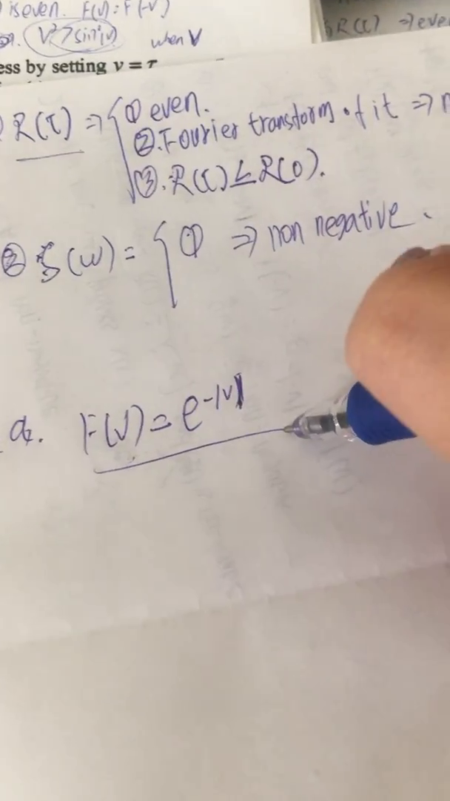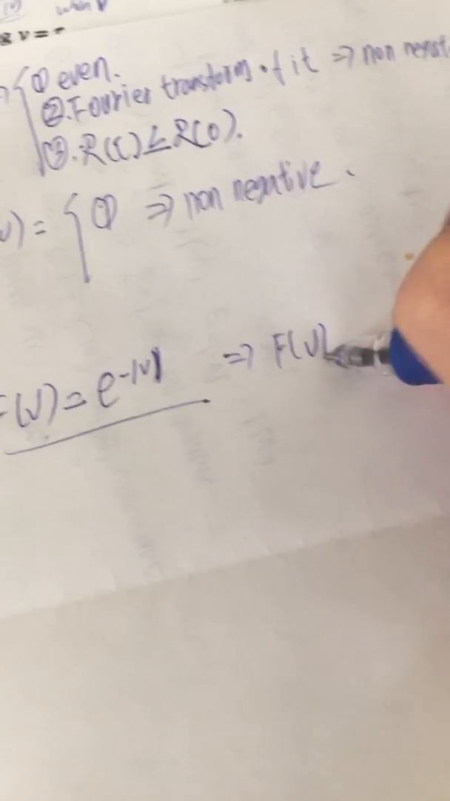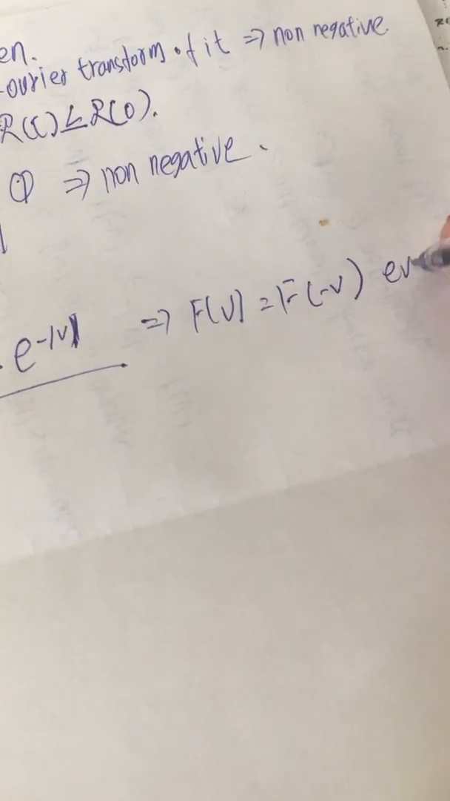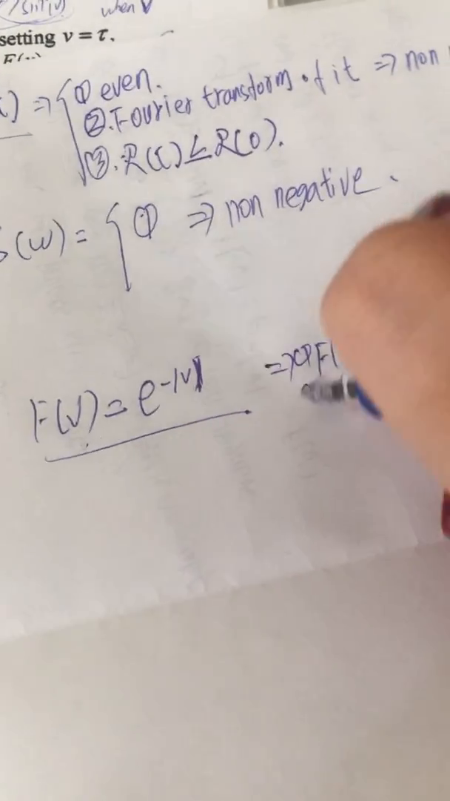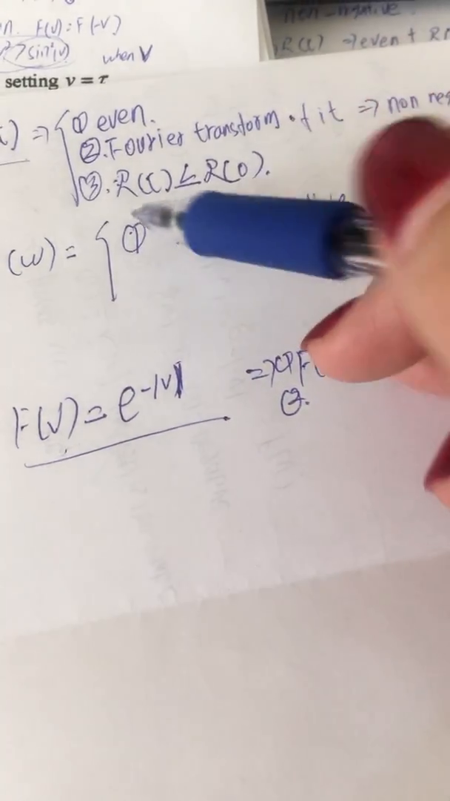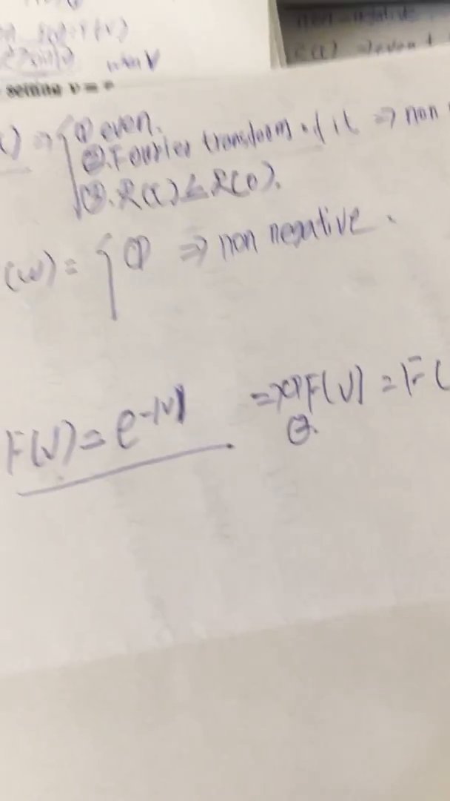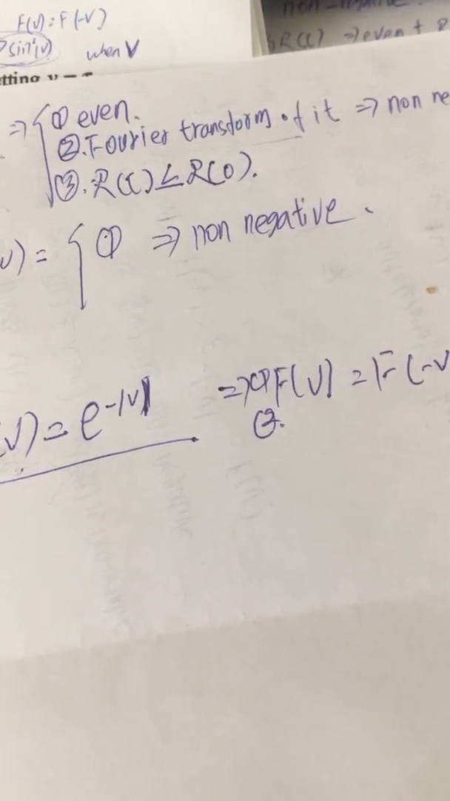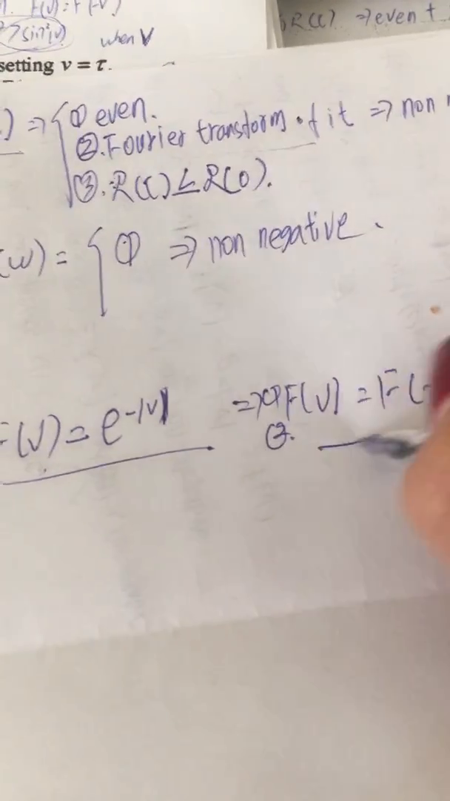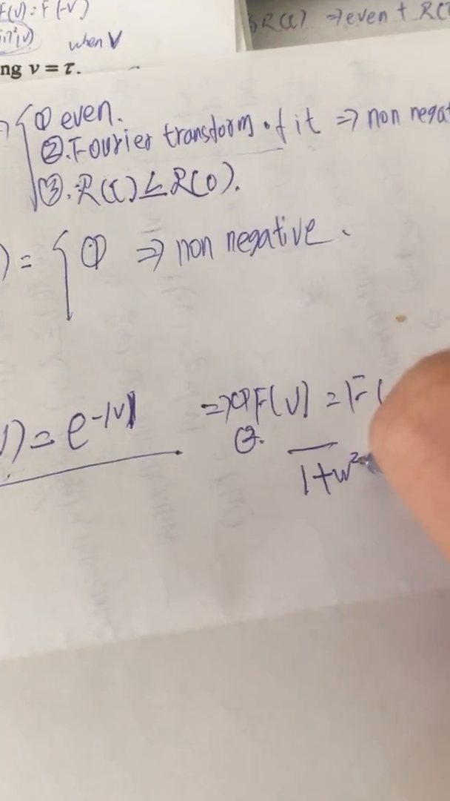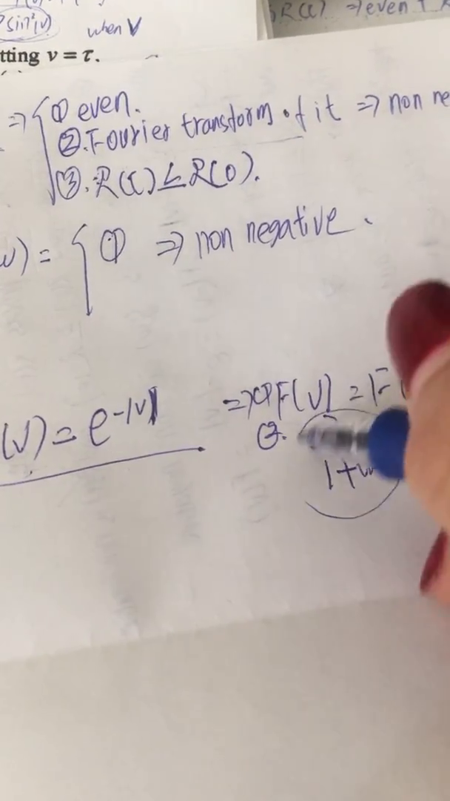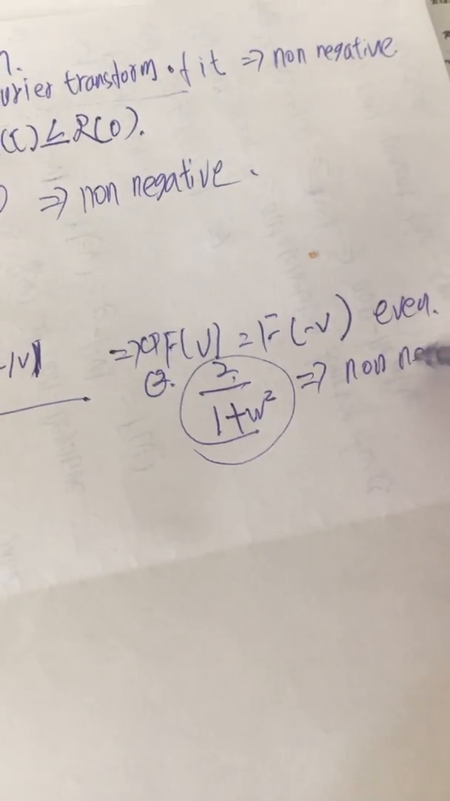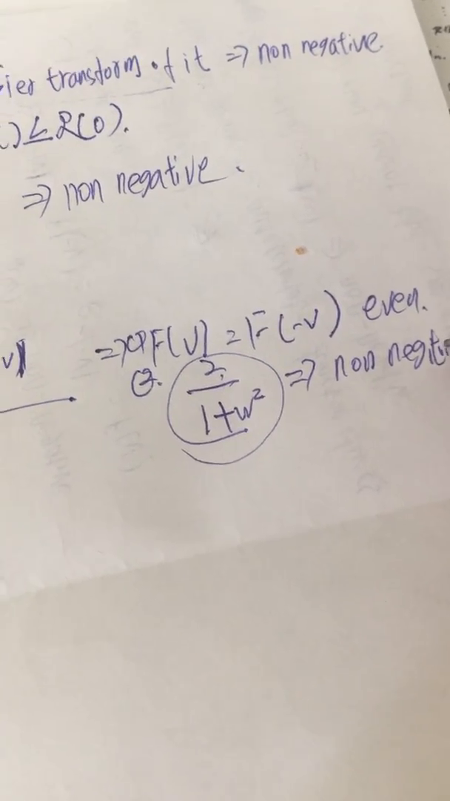So first, for the first function, it's easy for us to know f(v) equals f(-v), so this is even. And second, we need to know the Fourier transform. The Fourier transform of this function is this. This one is easy for us to know, it's non-negative.